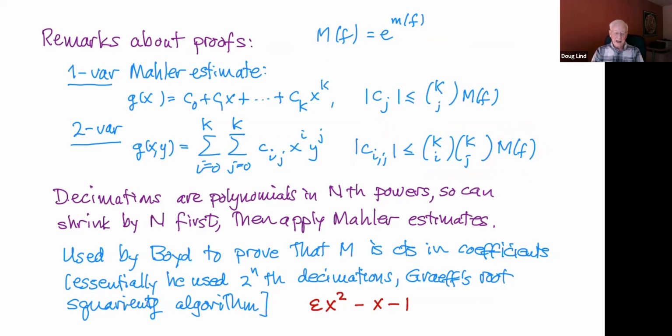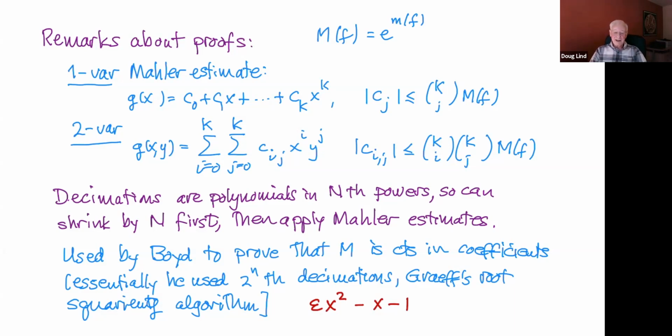But there's a trick here. There's a trick because the decimations are polynomials in nth powers, not just general polynomials. And so we can shrink those things down to be real polynomials in 1 over n times the exponents. And when you shrink that and apply Mahler's estimates, you save a factor of n, and that's what is really making the proofs work. And as we found out later, actually, Boyd used exactly this kind of argument to show that the Mahler measure is a continuous function of the coefficients. That's not so easy to prove, by the way. I challenge you to try to do that.